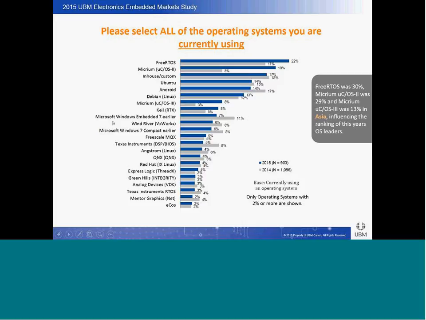One thing is that Android and Microsoft Windows Embedded 7 seem to be smaller in use. And again, maybe people from Asia. But then the thing to take a look at is that FreeRTOS is literally a free operating system that you are able to use.